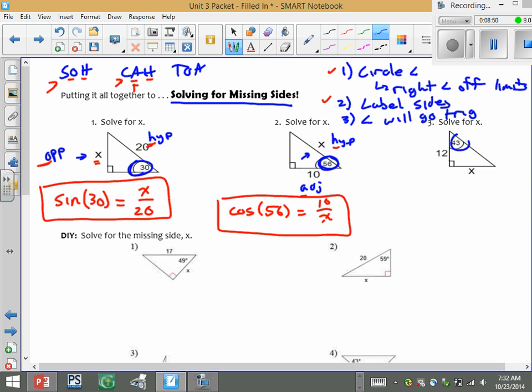Finally, circle the angle in that third example. x is going to be opposite, and 12 is going to be adjacent. I could label the hypotenuse, but there's nothing of use to it. There are no letters, no numbers, so I'm just going to let it be. I've got an O and an A, which plays well for tangent. The angle is 43, and this tells me to put opposite on top, over adjacent. So there's your setup.